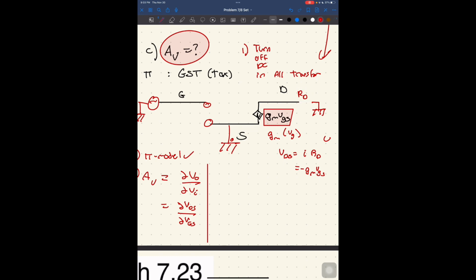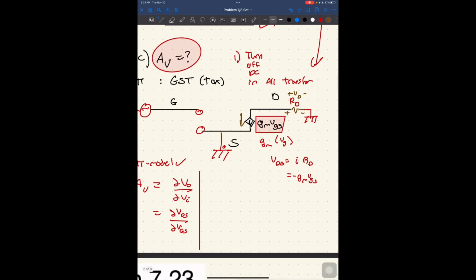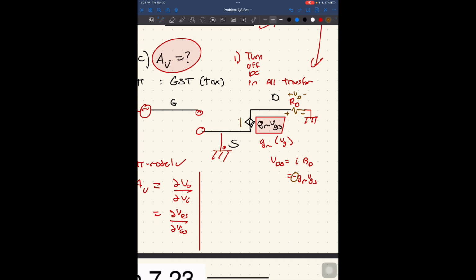I need to make this neater. Right now, the current flows like this. But I want the current flowing like this, positive, negative, because VD, with respect to ground, I want this to be my VD. So it means that I'm flipping the direction of my current from down to up. So minus GM VGS times RD is my VDS. And so if I was to take the derivative of this with respect to the input, which is dVGS, then it's just minus GM RD.